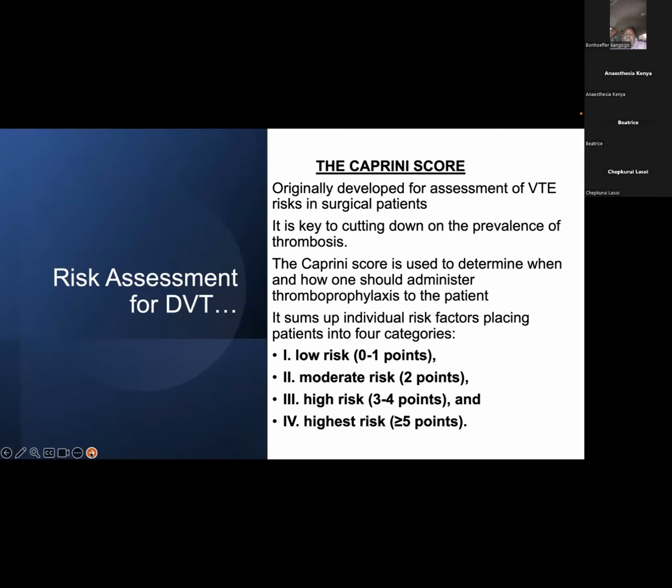One is the low-risk patient. The low-risk patient should just be encouraged to move up and down. The moderate risk patient, that is 2 points on the Caprini scale, those patients may need to be advised of the risk, and even these may not necessarily require thromboprophylaxis, unless of course they have a history of previous VTE. Then we have the high risk and the highest risk, those with 3 to 4 points and those with more than 5 points. What does the scale look like?